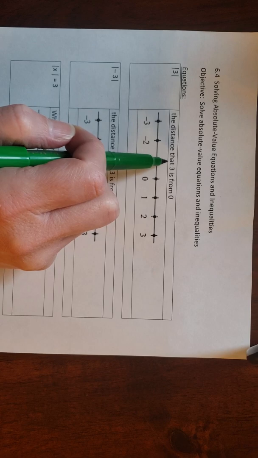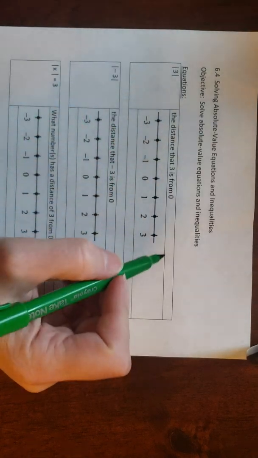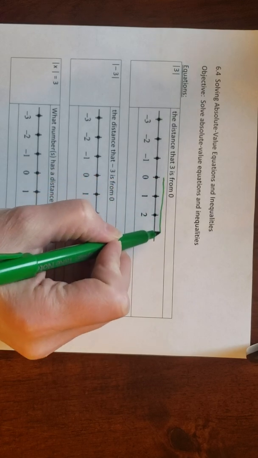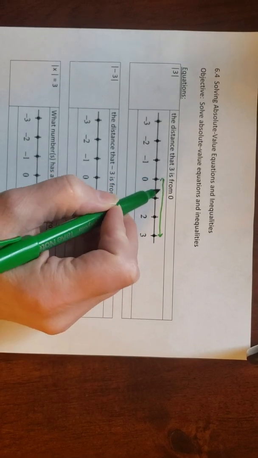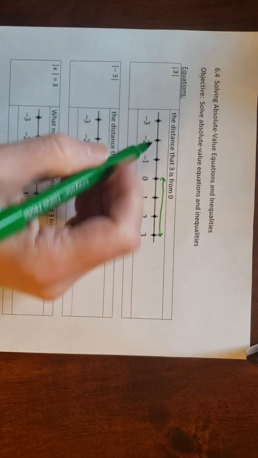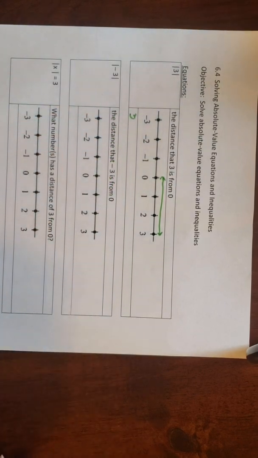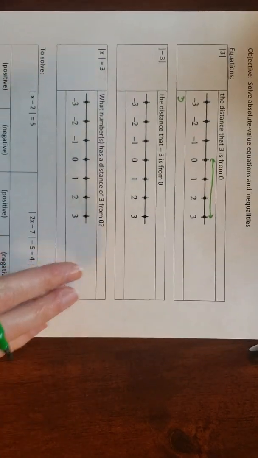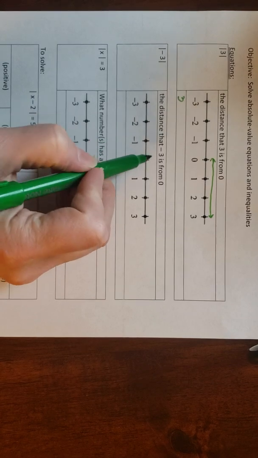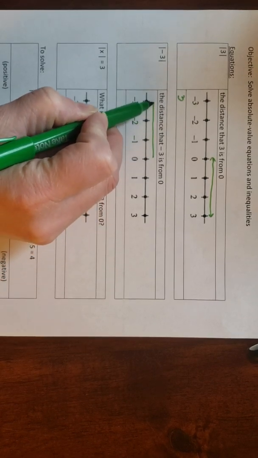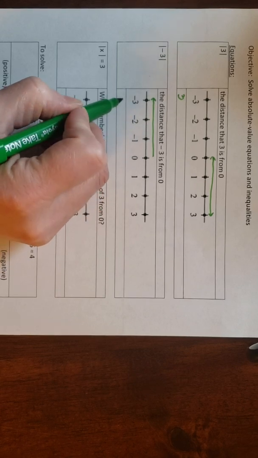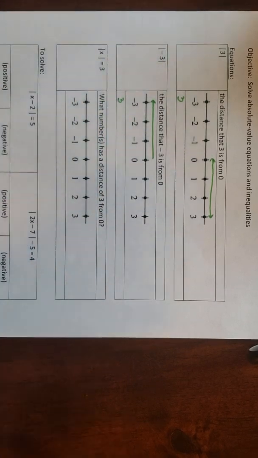So the distance that 3 is from 0, well, if this is 3 and this is 0, that's going to move 1, 2, 3 places. The absolute value of 3 is 3. Okay. Let's try the absolute value of negative 3. How far is negative 3 from 0? Well, here's 0, 1, 2, 3 again. So the absolute value of negative 3 is also positive 3.